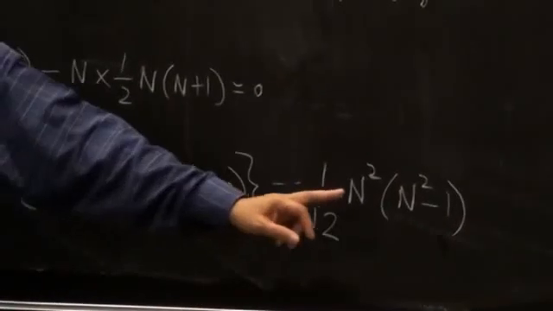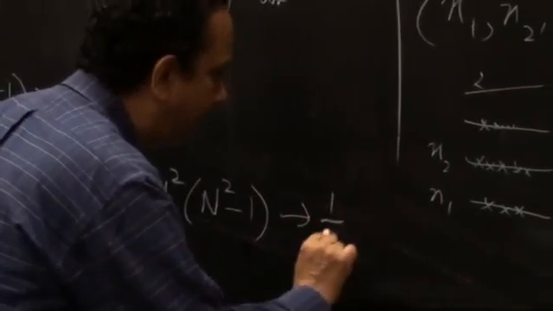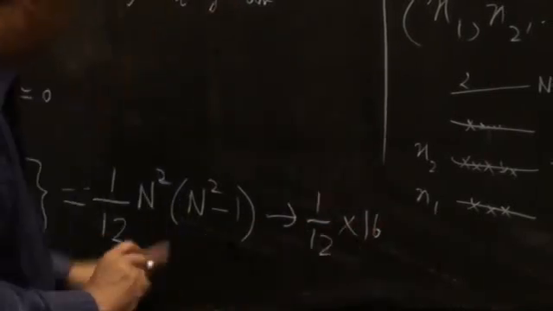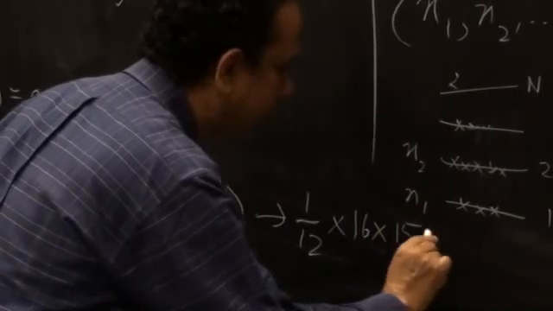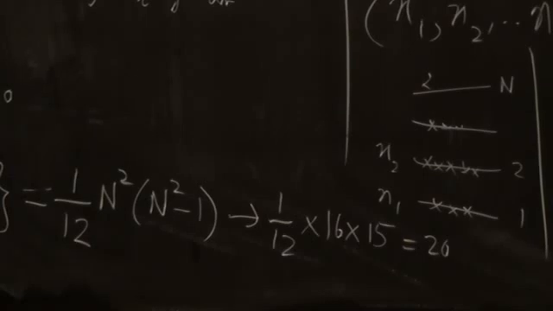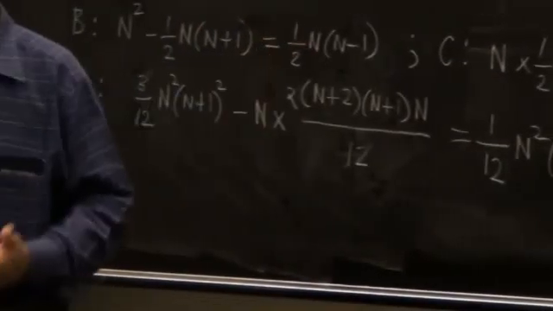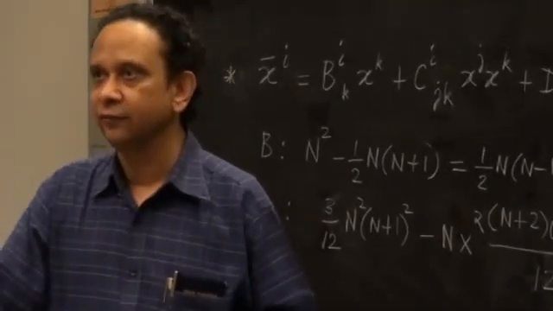Now if you put n is equal to 4, you will get this to reduce to 1 by 12 into 16 into 15, which will nicely give you your magical figure of 20. So there are 20 second derivatives of the metric tensor which you cannot put to 0 at any given point after you do all this. And that is why curvature should have 20 and not more than 20 degrees of freedom.